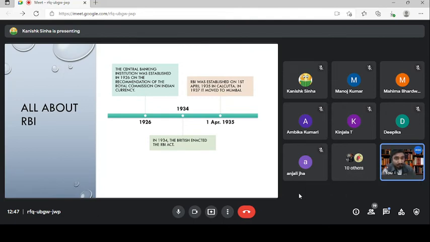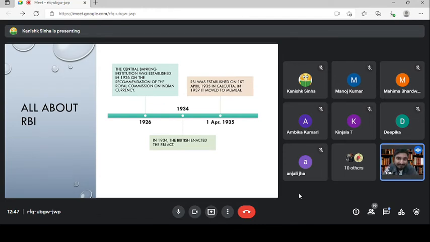So in 1934, guys, the British enacted the RBI Act, but RBI was established on 1st April 1935. You can see it on the RBI website. Every year on 1st of April, it is RBI Day. They celebrate RBI Day. So RBI was established on 1st April 1935 in Calcutta.